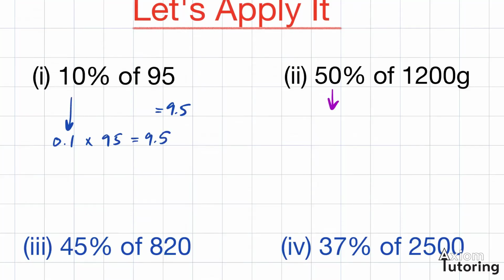What about 50% of 1,200 grams? Now, sometimes the questions will involve units, and your answer should be in those same units. 50% is just 0.5. 0.5 times 1,200 is 600, and don't forget the grams.